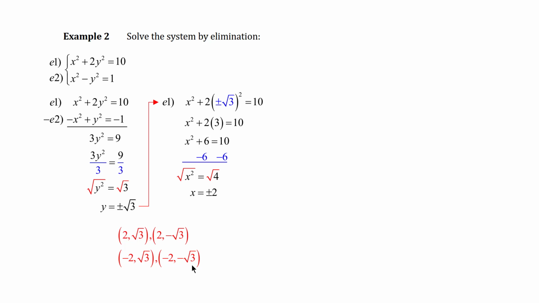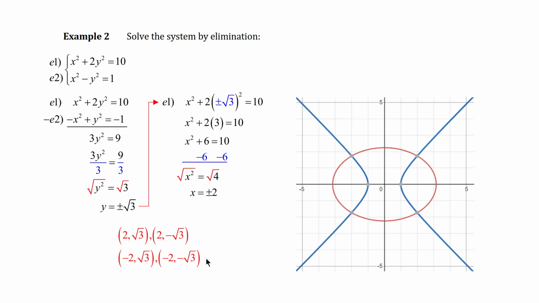Now, just to show you what's going on graphically with this solution, I have a diagram here on the right. The top equation, x squared plus 2y squared equals 10, is the graph of an ellipse that we have in red. The bottom equation, x squared minus y squared equals 1, is the graph of a hyperbola that you see here in blue. The solution of this system is all the points where these two graphs intersect. You can see here that there's 4 intersection points, 1 in each quadrant. In quadrant 1, we have 2 comma root 3. In quadrant 2, we have negative 2 comma root 3. In quadrant 3, we have negative 2 comma negative root 3. And in quadrant 4, we have 2 comma negative root 3.